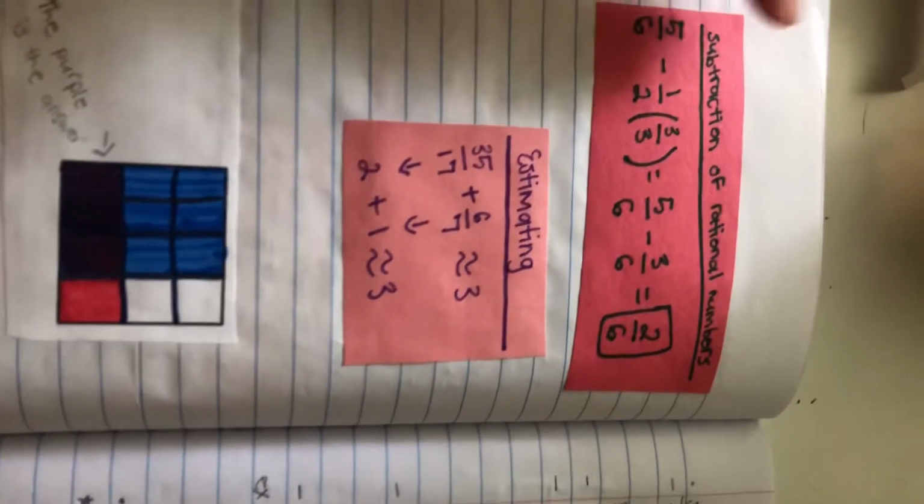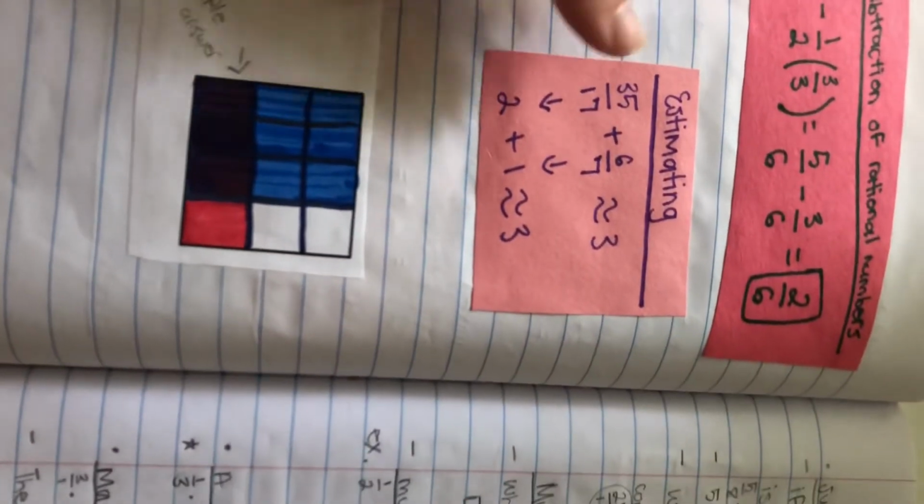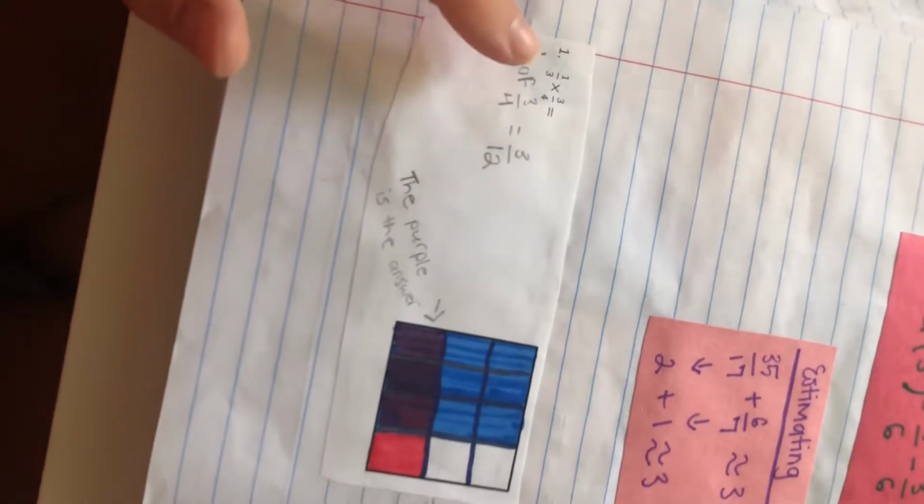And here is an example of subtraction of rational numbers. And then an example of estimating fractions. Then it goes on to multiplying fractions, multiplying by paper folding, a fraction times a fraction. And here's an example from my activity book of a fraction times a fraction using the blocks. And then making connections.